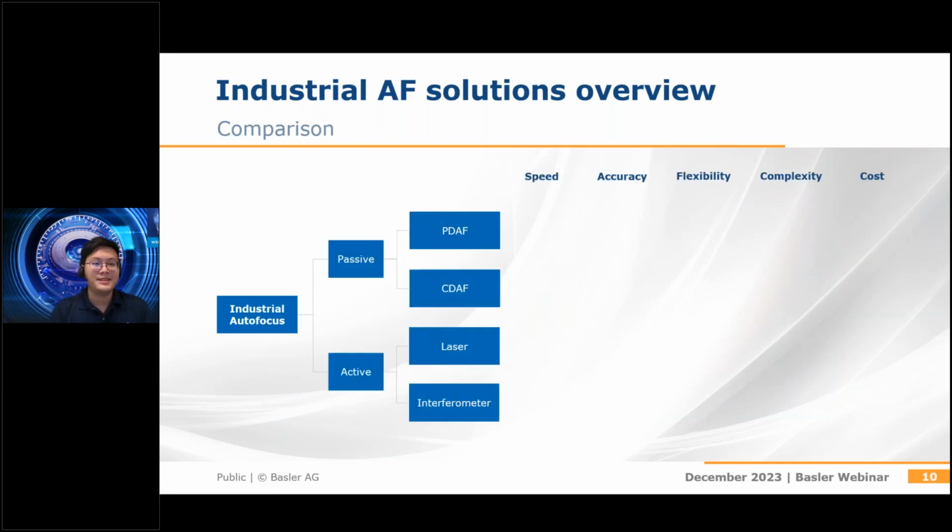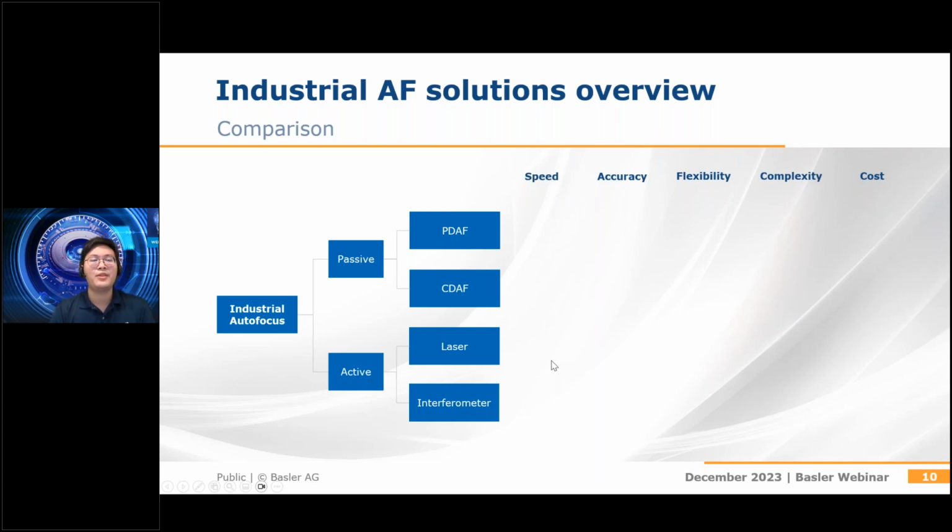So this is the comparison in terms of speed, accuracy, flexibility, complexity, and cost of different techniques from active and passive autofocus. So first, under passive here, we have PDAF, which is phase detection autofocus. And CDAF here stands for contrast detection autofocus. Okay, and under the active method here, we have a comparison between laser and interferometer.